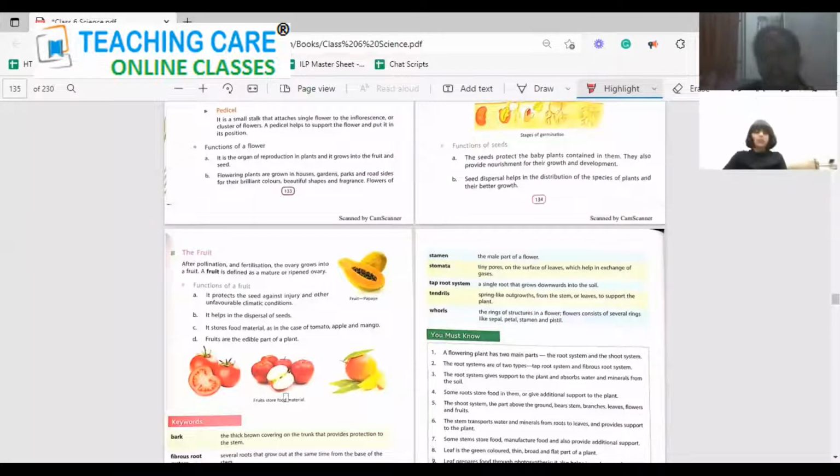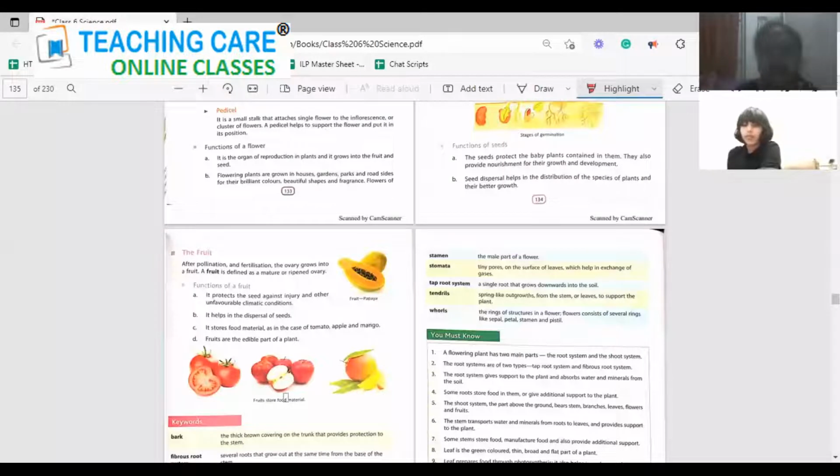A fruit is defined as a mature and ripened ovary. So what is a fruit called? Ripened ovary. A fruit is nothing but a mature or ripened ovary.